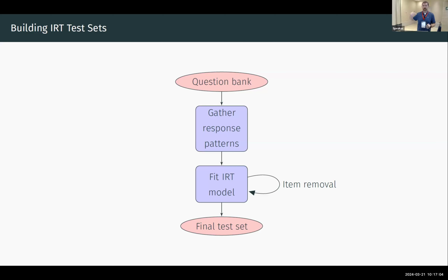And this process is very iterative. You'll have psychometricians go through multiple rounds of item removal, model refitting, checking the goodness of fit, until they get to their final test set that has, like I was saying, coverage across levels of difficulty and a good fit for estimating a particular test taker's level of ability.